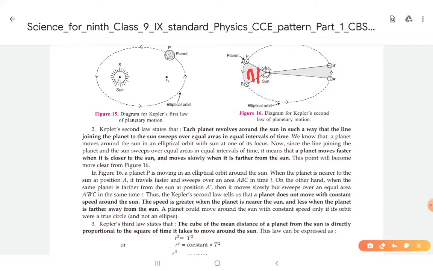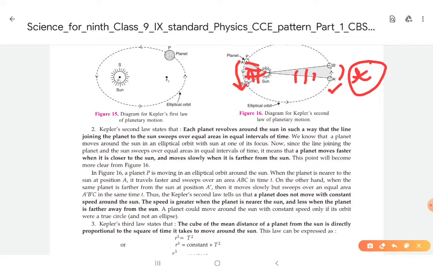Each planet revolves around the sun in such a way that the line joining the planet to the sun sweeps over equal areas in equal intervals of time. We supposed that in time t the planet moves from a dash to b dash, and in the same time interval t this planet moves from A to B. So the area swept by the planet in this case should equal that in this case. This is the second law.